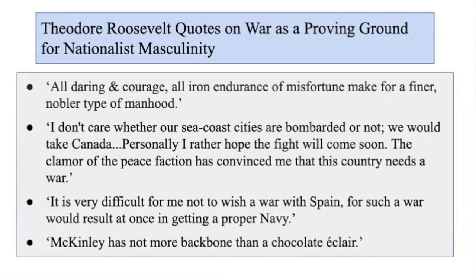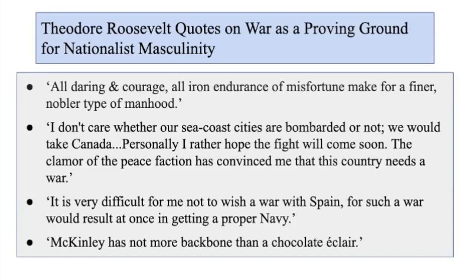the guy who lost the mayor's race for New York City, but would become the city's police commissioner and a governor of New York State, where we saw him when we discussed tenement reform in the last lecture. T. Roosevelt explicitly linked a particular notion of masculinity to American nationalism. One aphorism from him that is carved into the rotunda of the Natural History Museum in New York City reads, "All daring and courage, all iron endurance and misfortune make for a finer, nobler type of manhood."